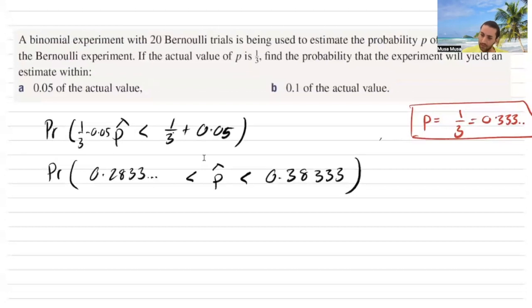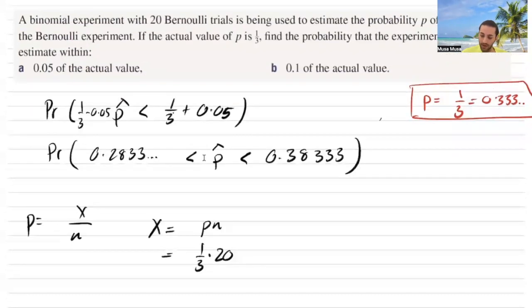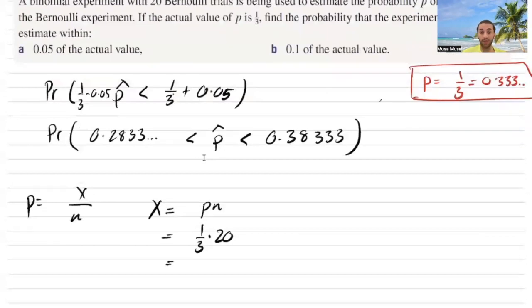Let's think about it. Remember, P is given by X over N. So that means X would have to equal P times N, which is a third times 20. Now, a binomial distribution is a discrete random variable. So 20 over 3 is not a discrete number. It's not an integer, is it? It's 6.66, whatever. So clearly we can't actually use this. Like you would never get the 6.666. But that's not really the point. That's just a little bit of a comment to make.